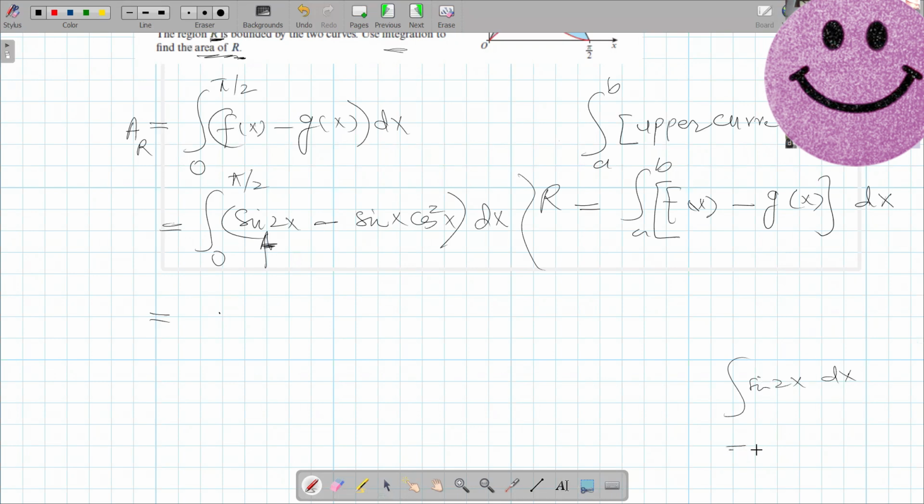What is the antiderivative? Negative cos 2x. So the integration of this part is negative cos 2x divided by 2.